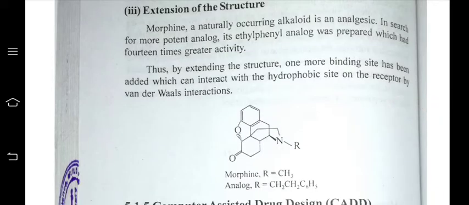Next point is the extension of the structures. For considering that, we are taking the example of morphine. Morphine acts as an analgesic. In the search for more potent analogues, a phenylethyl analogue was prepared which had 14 times greater activity. Thus, by extending the structure, one more binding site has been added which can interact with the hydrophobic sites on the receptor by van der Waals interactions.